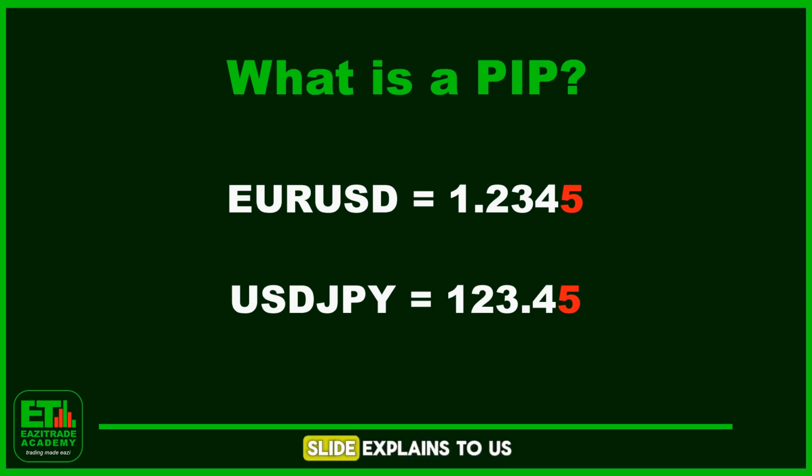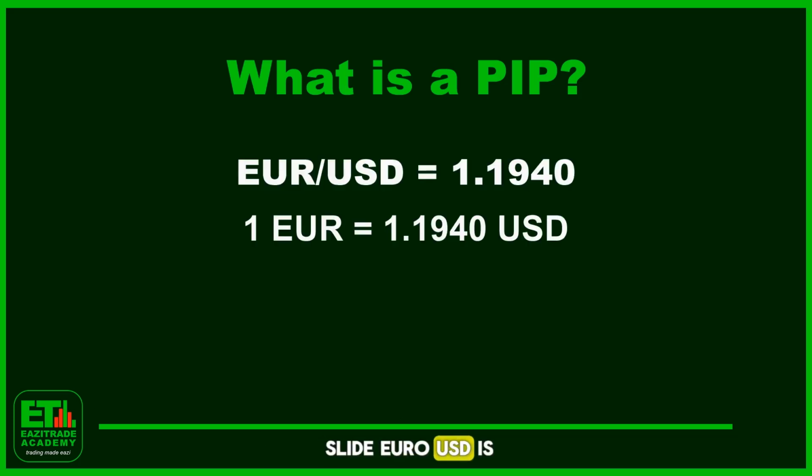Now this next slide explains to us major pair movements as seen. The figure that is red is the pip movement. While for JPY pairs, the figure that is red, which is 5, is also the pip movement. Okay, so on the last slide, Euro USD is trading at 1.1940, meaning that with 1 euro you can buy 1.1940 USD.